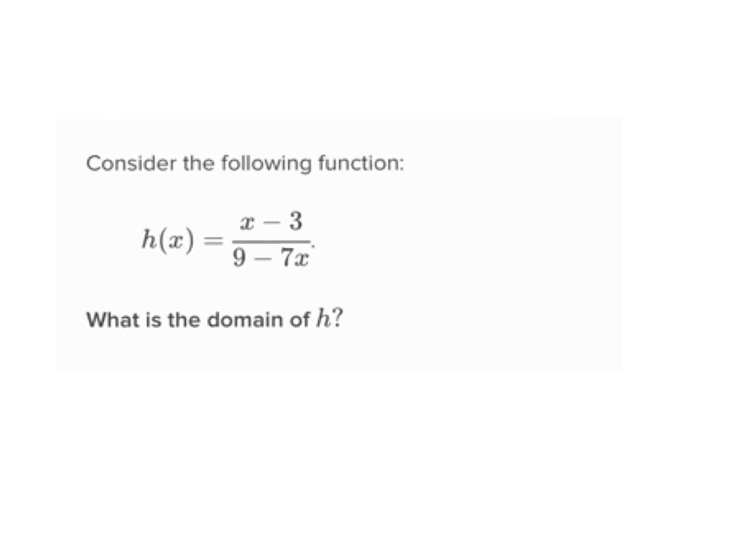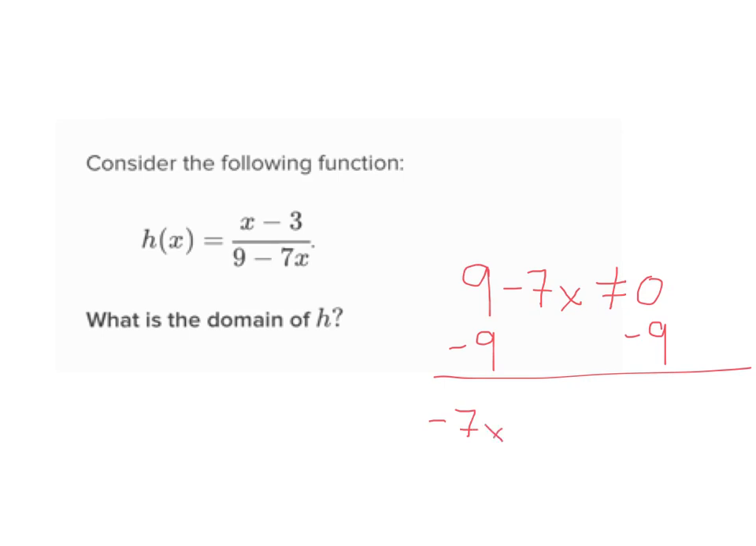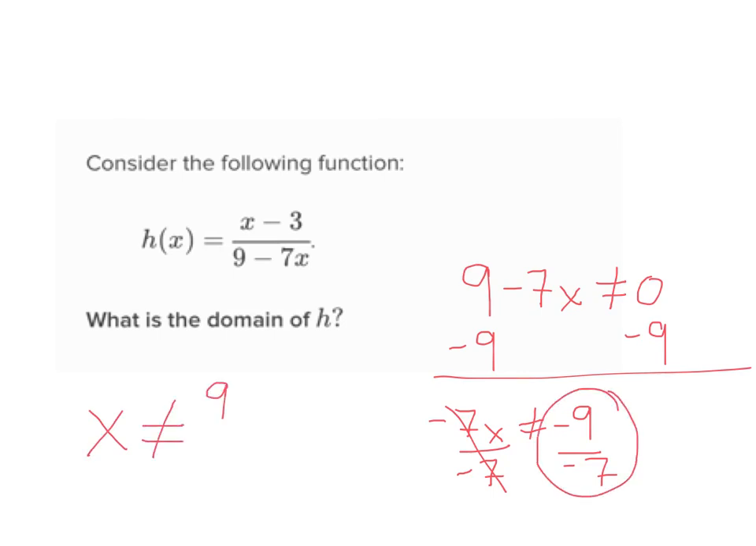So in this case, we have a fraction, don't we? Do you see any radicals? No. So I take what's in the bottom of the fraction, 9 minus 7x, and I know that 9 minus 7x cannot what? It cannot equal 0. And so now all I have to do is solve for x. So I'll subtract 9 on both sides. And so I have -7x cannot equal -9. And then I'll divide by -7 on both sides. And so I know x cannot equal, and -9 over -7 is 9/7.